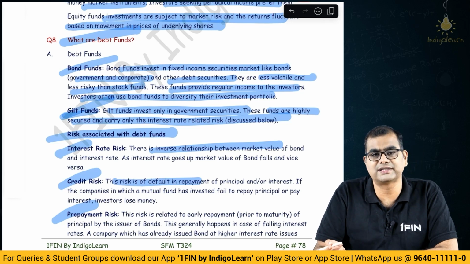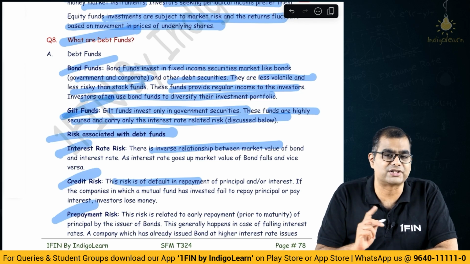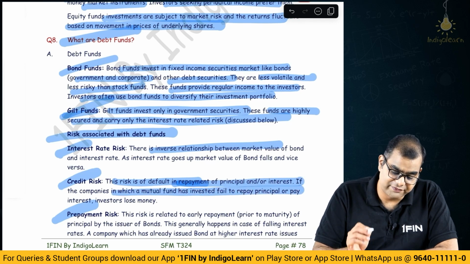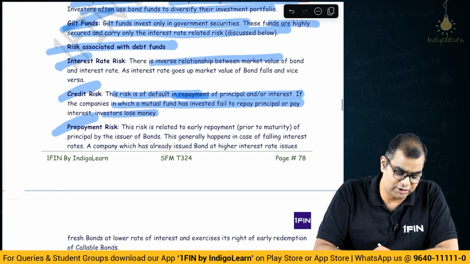Then you have credit risk. Of course, you don't have credit risk in government bonds or gilt funds, but you have credit risk when you invest in corporate bonds. So, there is the risk of default in repayment of principal or interest. If the companies in which a mutual fund is invested fail to repay principal or pay interest, investors lose money, obviously. Then you have something called prepayment risk.